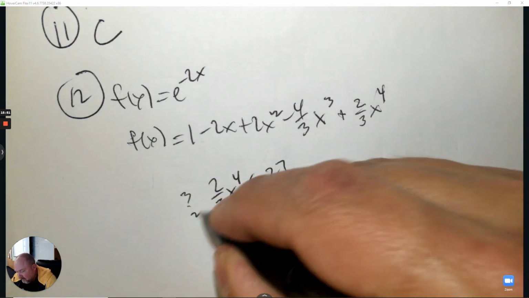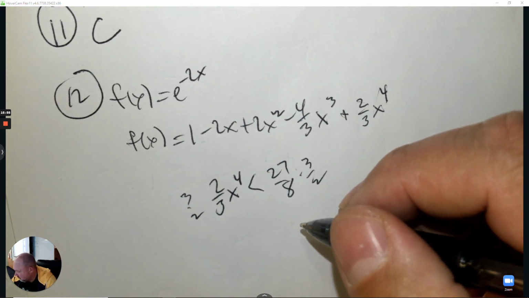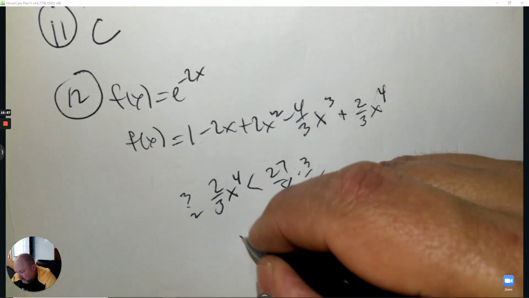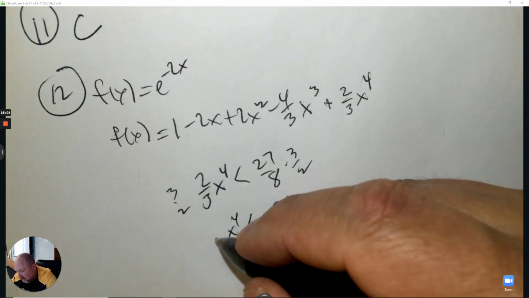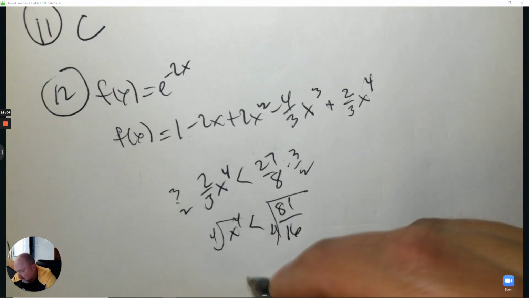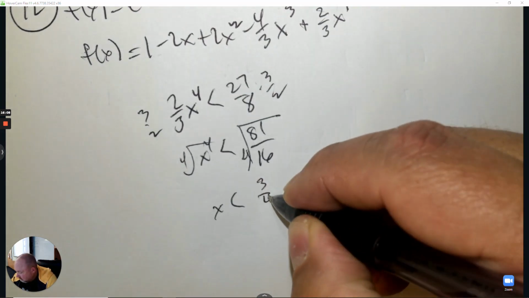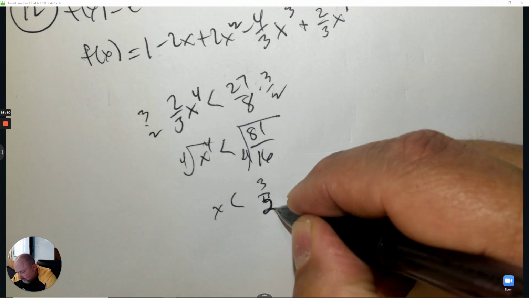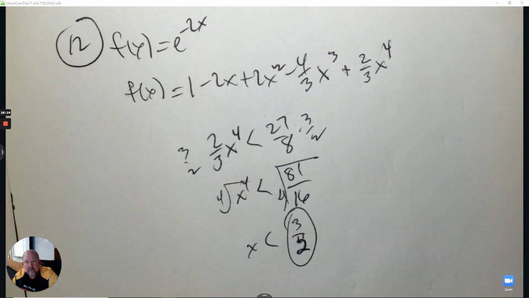So if I multiply by the reciprocal, right? Yeah, x to the 4th would be 81 over 16. And then the 4th root of that would be 3 over 4. No, 3 over 2. And there would be the answer. All right, number 13.